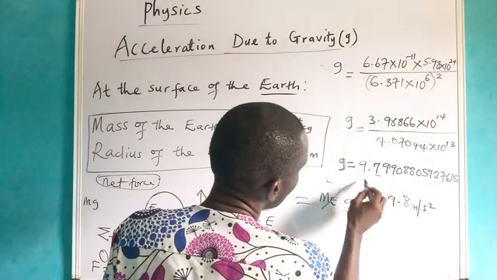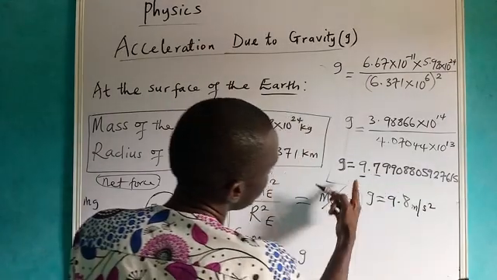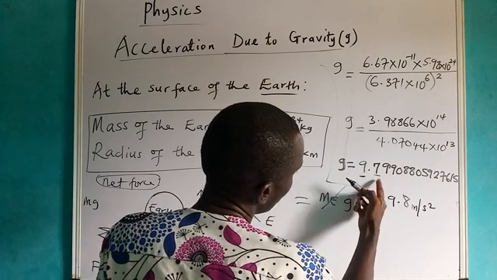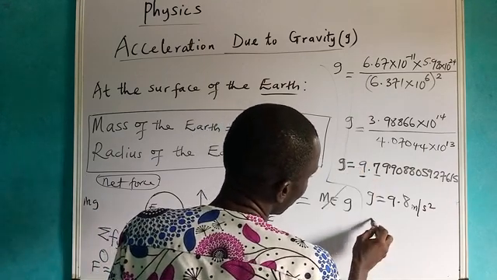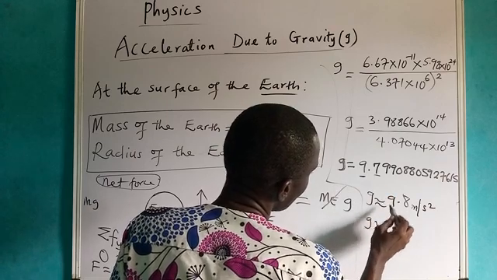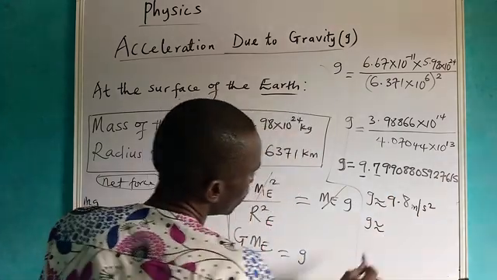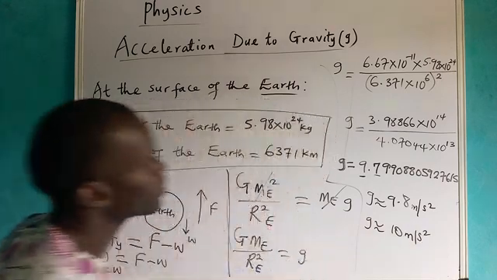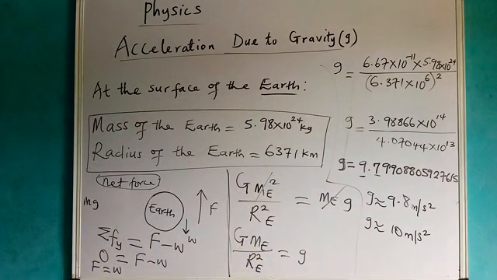Or make it to the nearest whole number. The nearest whole number is 9, and since the next digit is 7, we round up and it becomes 10. So this is approximately 9.8 or approximately 10 meters per second squared. This is how we obtain the value for G.